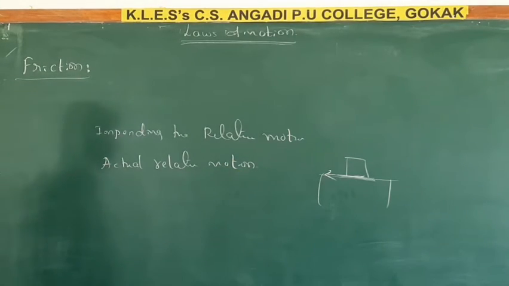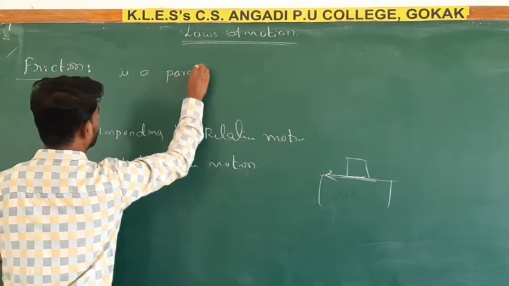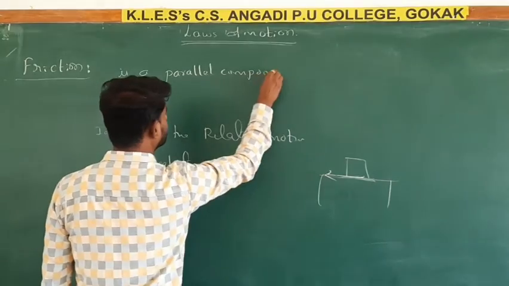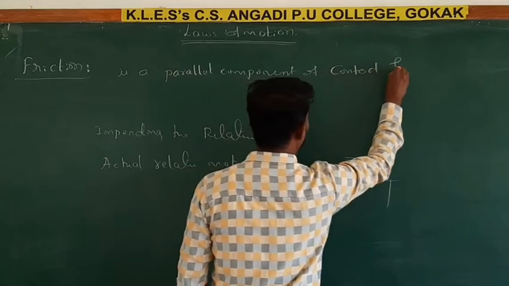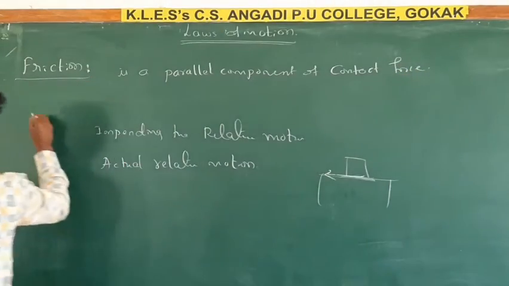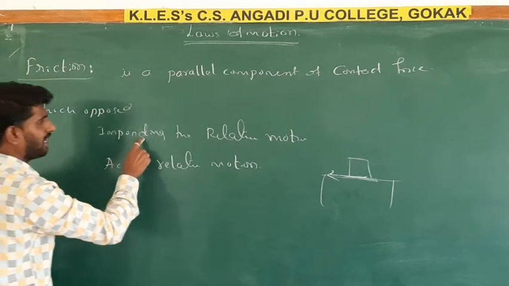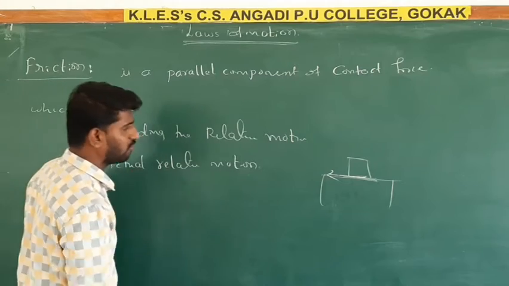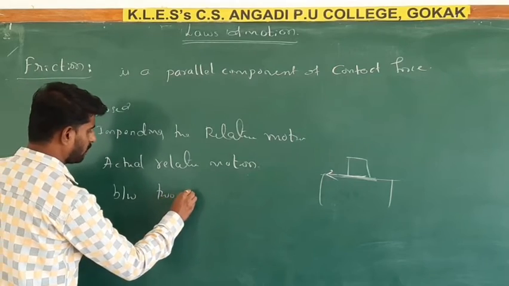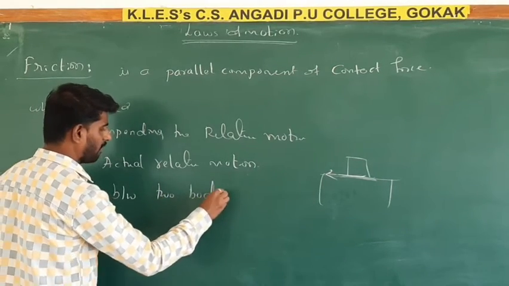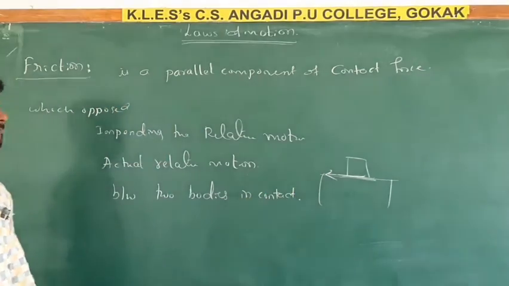So this is called the friction. How to define the friction? Friction is a parallel component of contact force, which opposes the impending relative motion or actual relative motion between two bodies or between two surfaces in contact.